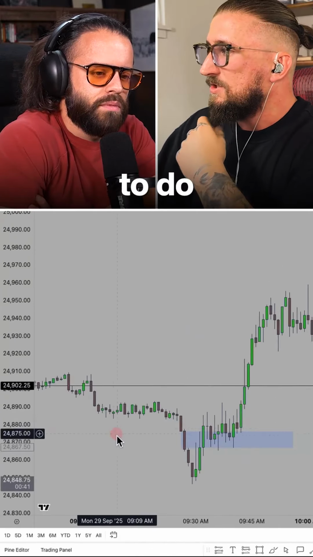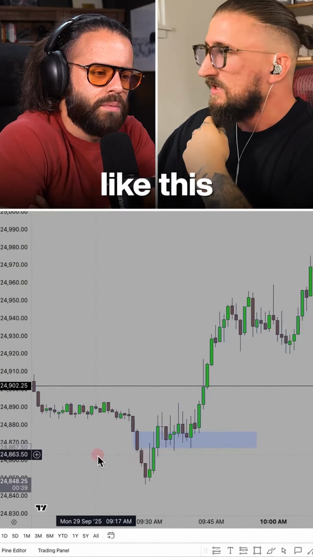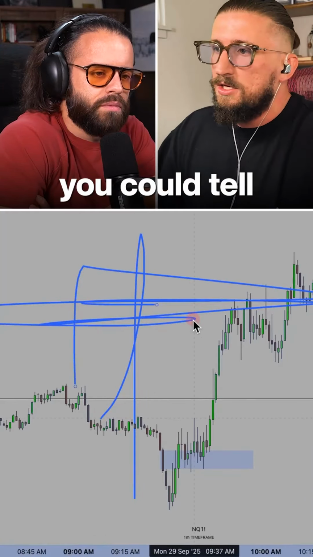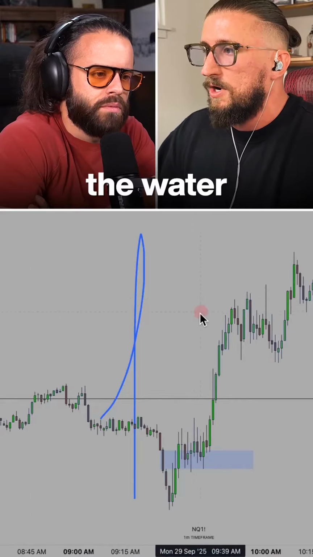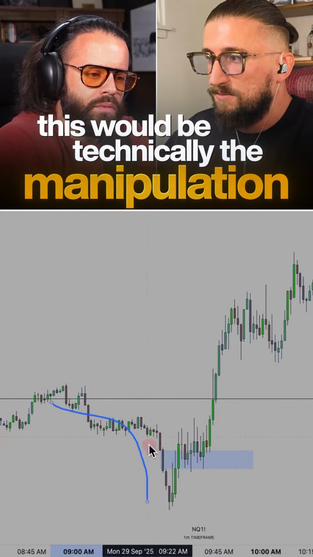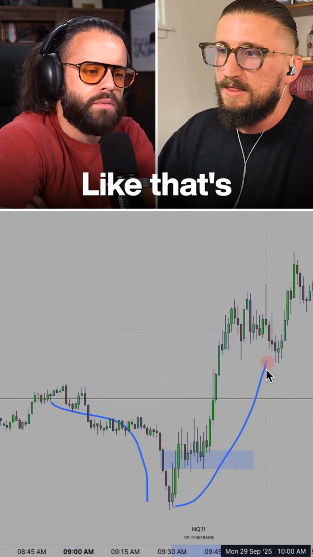So what I would like to do is typically not try to short something like this, because I don't see a clear manipulation. I don't see anything like up here where you could tell someone just got blown out of the water. To me, it just kind of drifts lower. So this would technically be the manipulation for it to then run higher, right? Like that's how I see it.